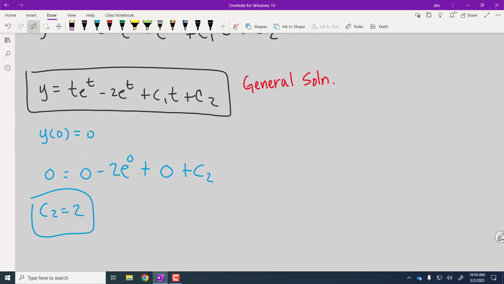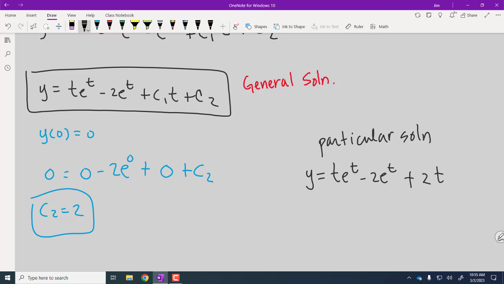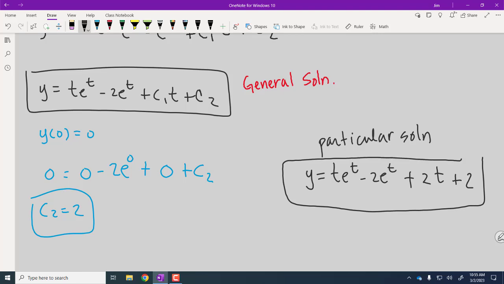So our particular solution. Say that once again. Could you just add them together? Oh no, because it has a t. That one has a t, exactly. So our particular solution will be y equals t e to the t minus 2 e to the t plus 2t plus 2. That is the solution for the initial value problem.